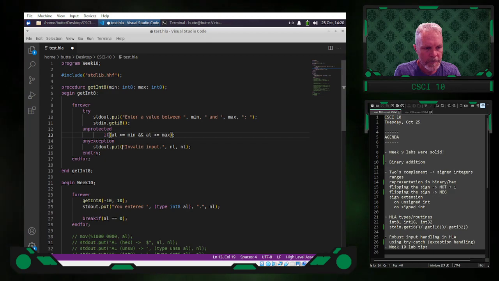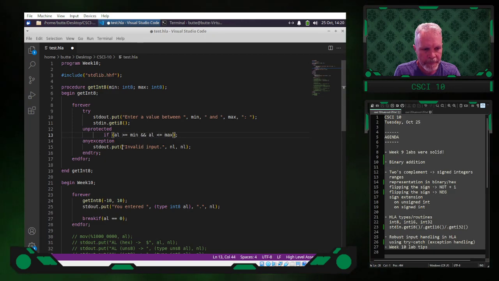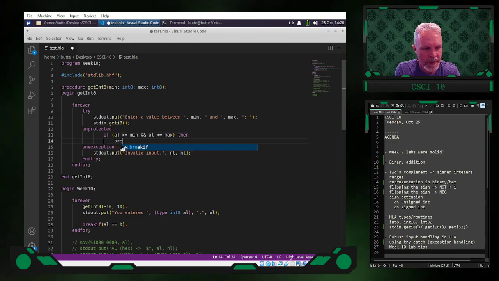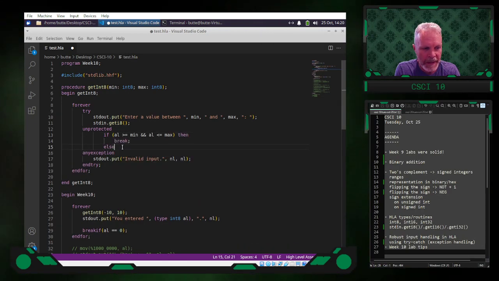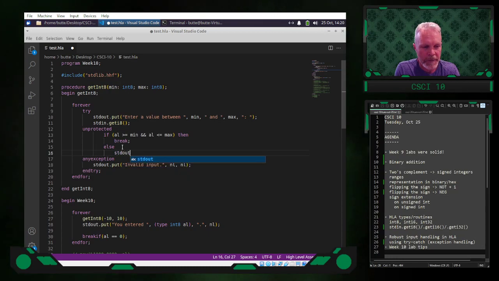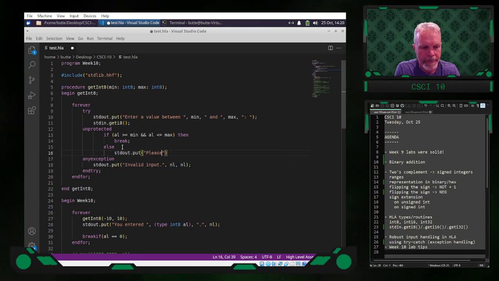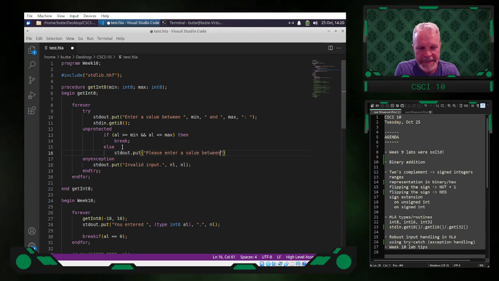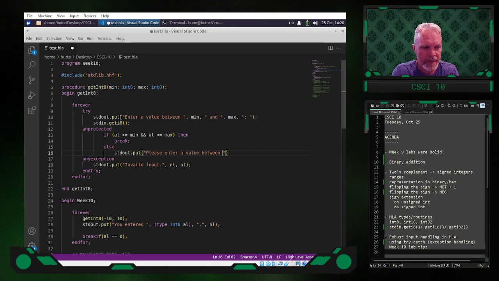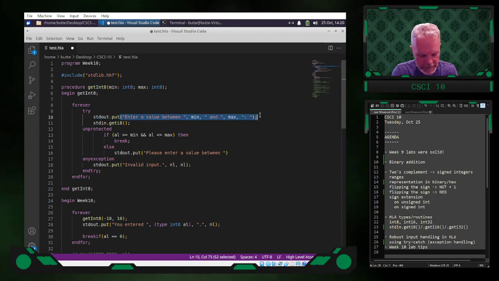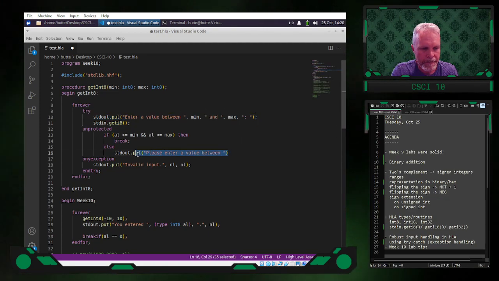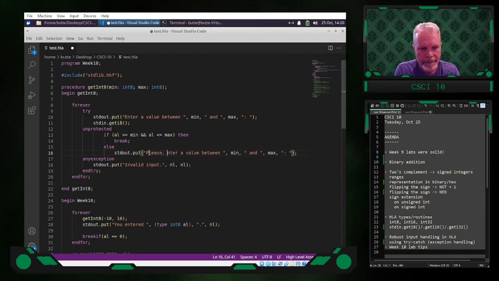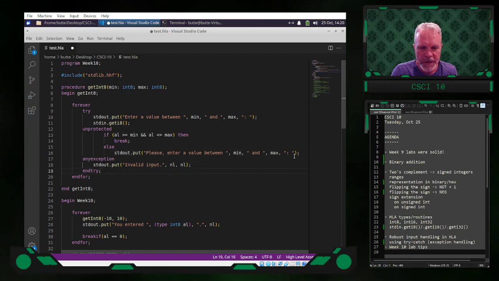I could say, if those are good, then break. Else, I'll complain about this other issue. I'll say please. See if that helps. In fact, let me just take this and add please to it. So it's a separate issue.